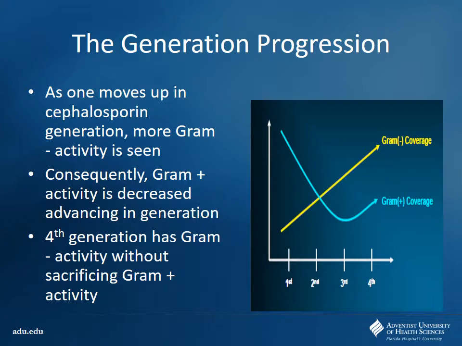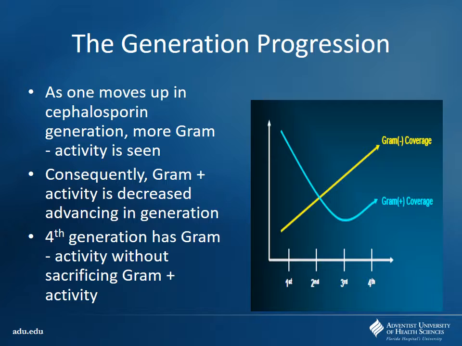So the generation progression. You'll have first, second, third, fourth, and even now a fifth generation of cephalosporin. It's important to remember which generation a cephalosporin falls into, because it's going to change the kind of coverage it has, which bacteria it's going to be covering. As one moves up in cephalosporin generation, you're going to see increasing gram-negative coverage. On the other hand, you're going to have decreasing gram-positive coverage until you get to the fourth generation, and then it starts to pick back up again. We'll see what this means in practice, but in general, that's what you're going to see.